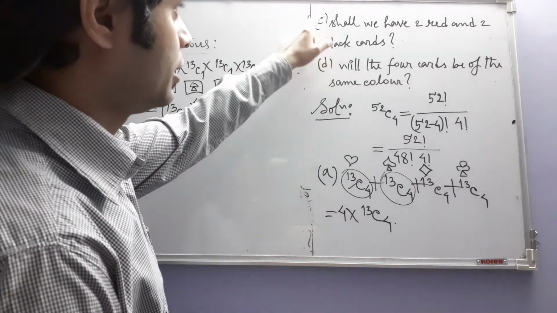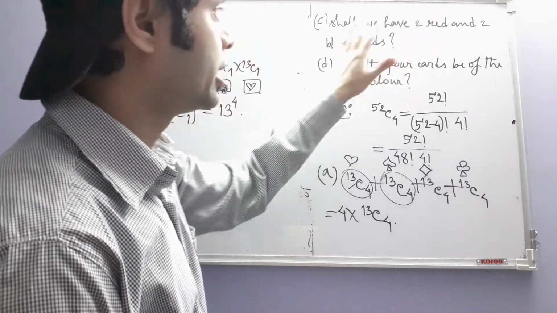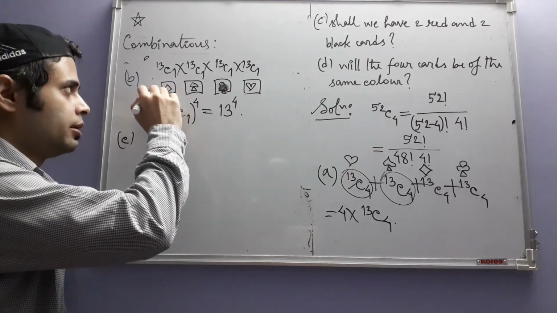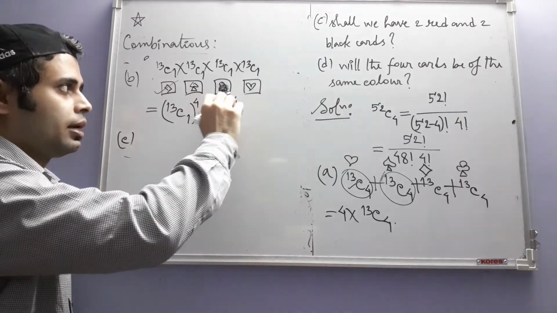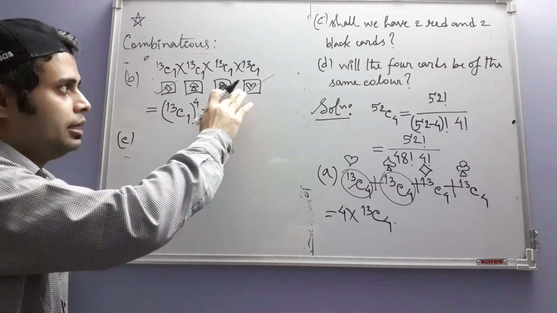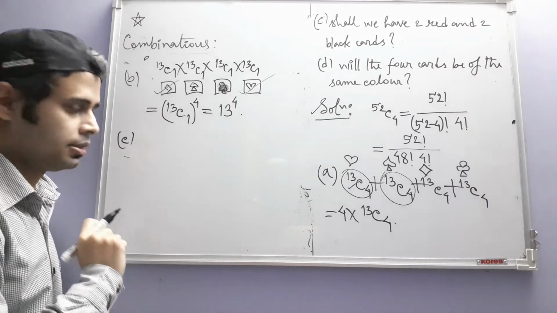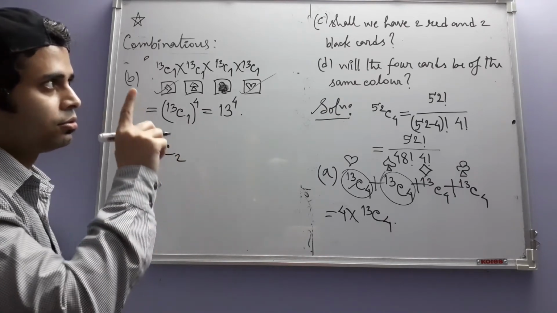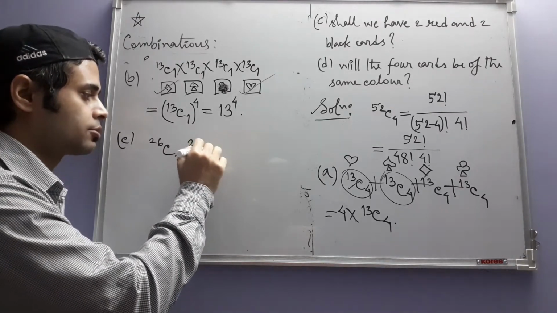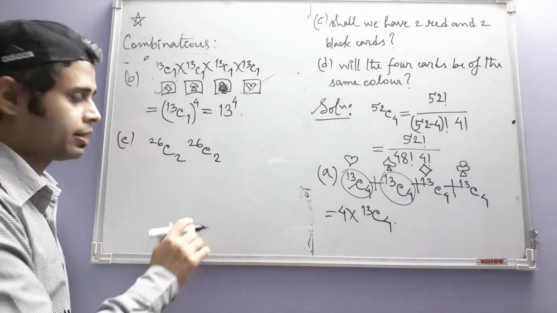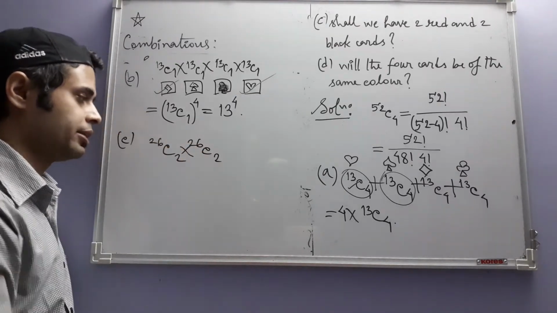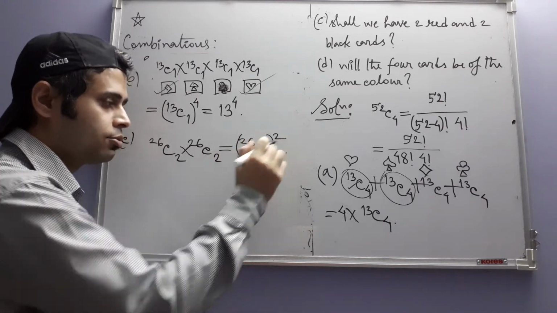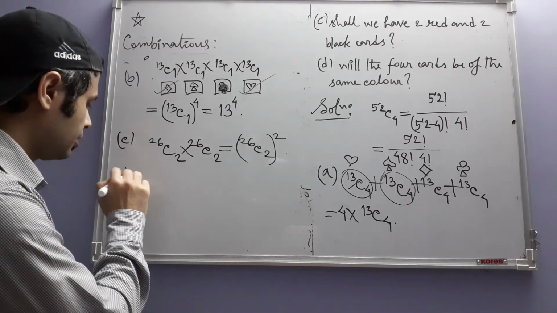What does part C ask? In how many of these combinations shall we have 2 red and 2 black cards? Okay, so 2 red, how many red cards are there? Any diamond is red and any heart is red. So in total there are 13 plus 13, 26 red cards. Now 2 red cards have to be there. So 26C2, and 2 black cards. So likewise there are 26 black cards. So 26C2 ways of choosing black cards. Together they make the combination, so we multiply them. So this is the number of combinations or groups in which we will have exactly 2 red cards and 2 black cards. Finally, part D.